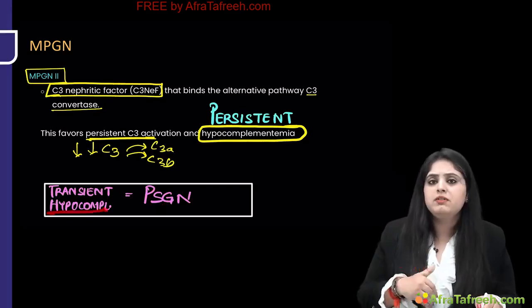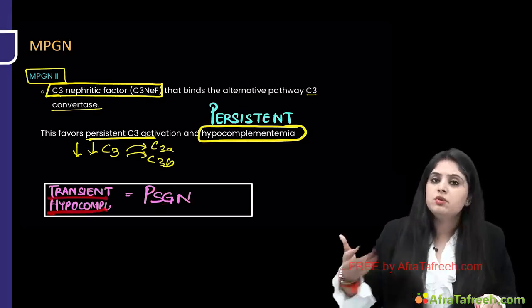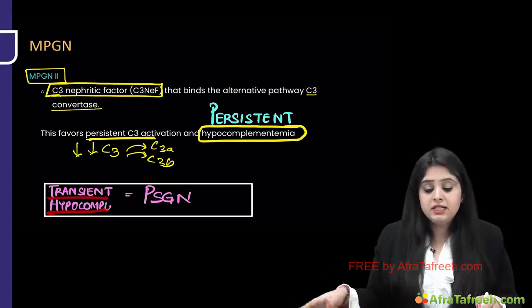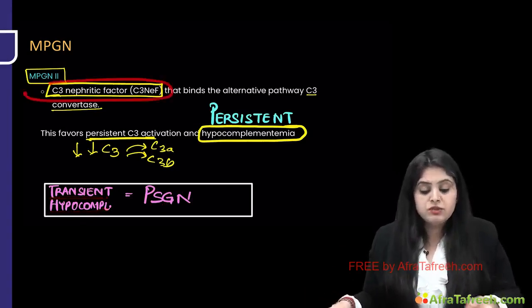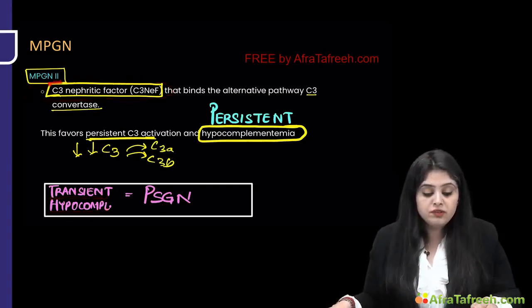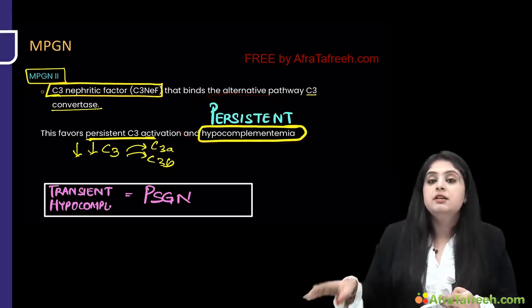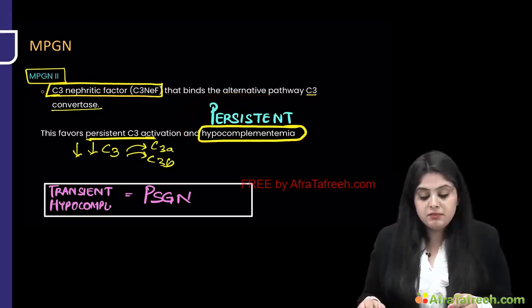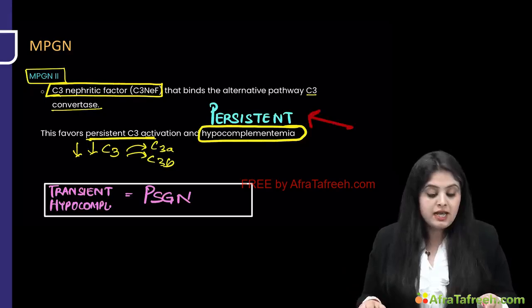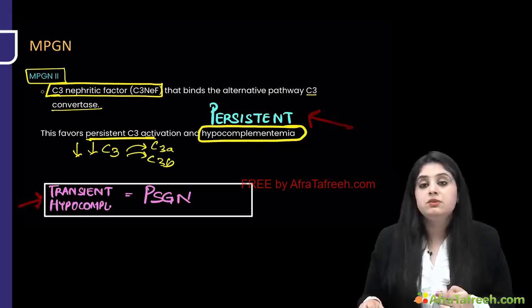For that time, complement levels will go down. After that, streptococcus will go away. Everything will be fine. But here, these patients, like I told you, are born with it and die with it. They are always going to have this C3 nephritic factor, so the complement levels will always be decreased. Always remember, guys, persistent hypocomplementemia, you think of MPGN, and transient hypocomplementemia, you think of PSGN.